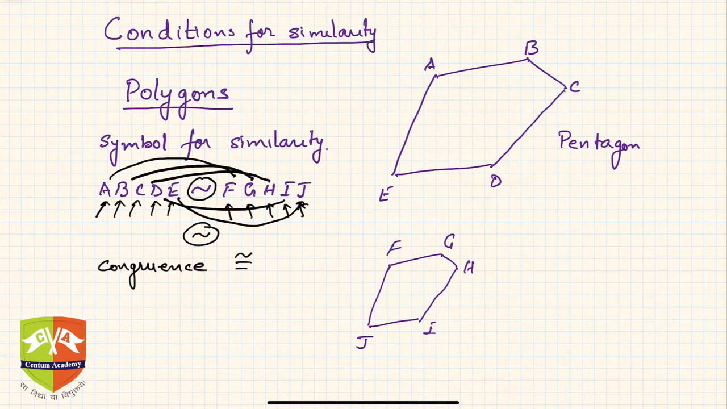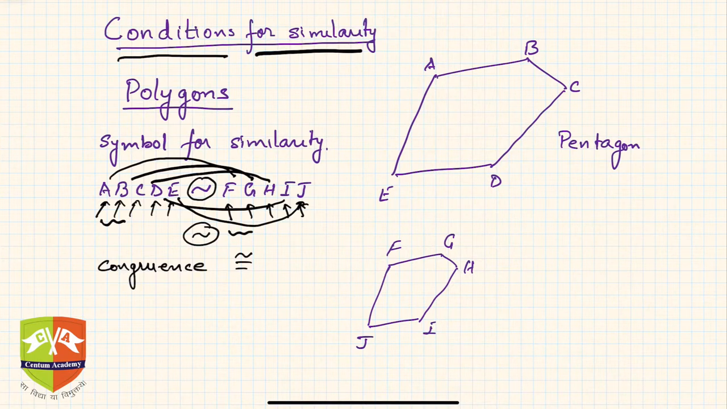Please bear in mind the importance of corresponding vertices. Similarly, AB corresponds to FG, so the AB side corresponds to the FG side, and so on and so forth. We'll come back to this a little later. Now, what are the conditions for similarity? Under what circumstances will we say that this polygon, or pentagon to be precise, ABCDE is similar to FGHIJ?